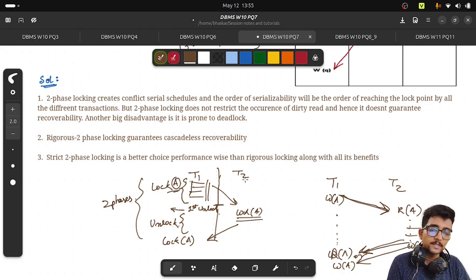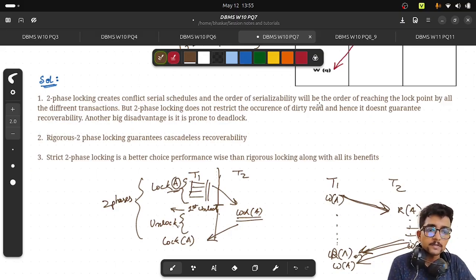So that's the basic intuition of two-phase locking: once I start unlocking, I will not allow any more locks to be gained on the data items in a particular transaction. Fine. So that's a recap on two-phase locking. But now we will see some properties of two-phase locking. See, two-phase locking creates conflict serializable schedules. So we have understood that.